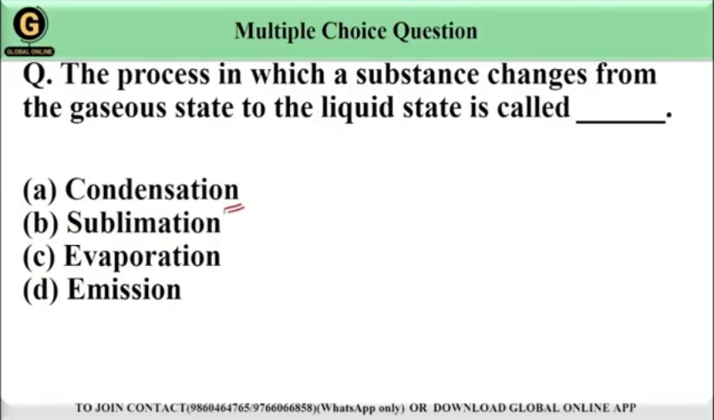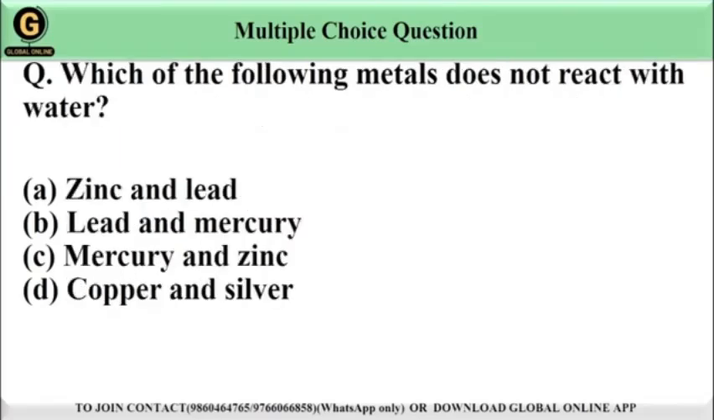Examples include water droplets forming on a cold surface or on the outside of a glass containing a cold drink. Next question is, which of the following metals does not react with water? Options are given: zinc and lead, lead and mercury, mercury and zinc, and copper and silver. Copper and silver do not react with water under normal conditions. These metals are relatively unreactive with water.